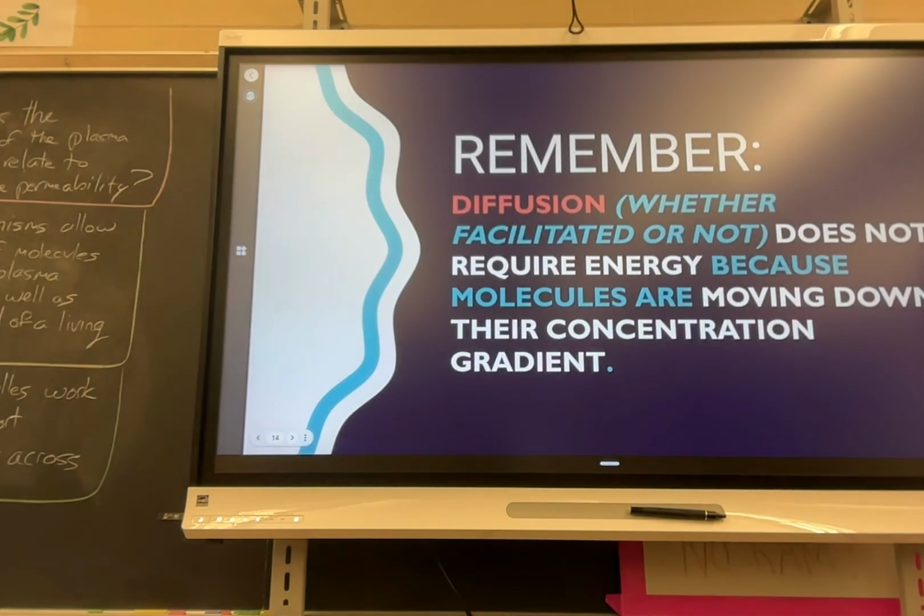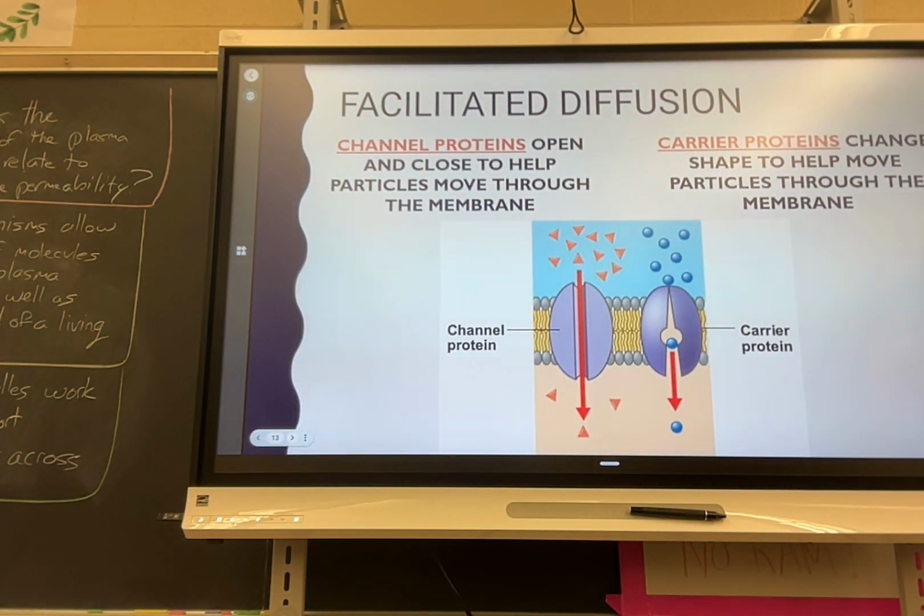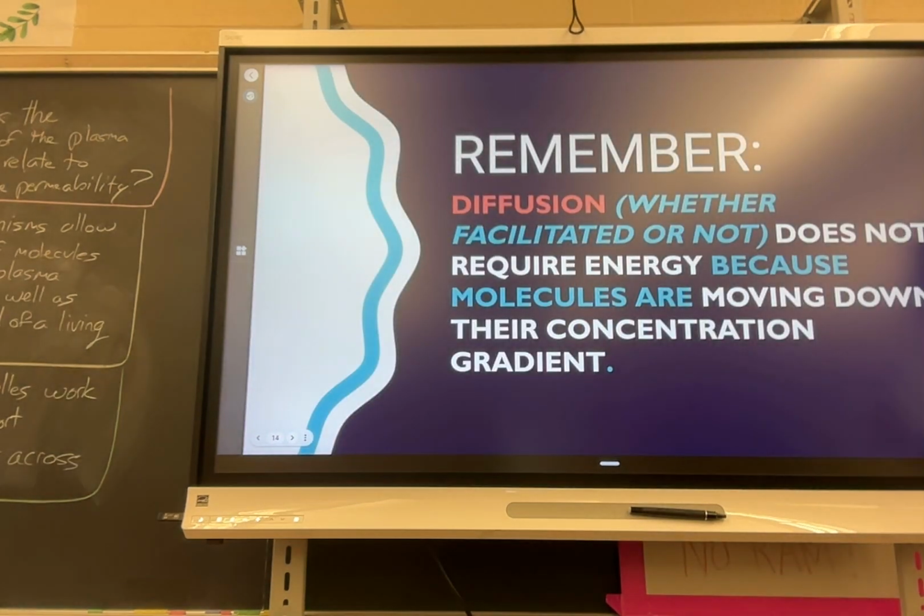Okay. So, just remember that diffusion, whether or not it's facilitated, does not require energy. So these particles, these proteins, do not need energy to work. They just work on their own. They passively move the molecules through the membrane. They are moving down their concentration gradient, from a high concentration to a low concentration.